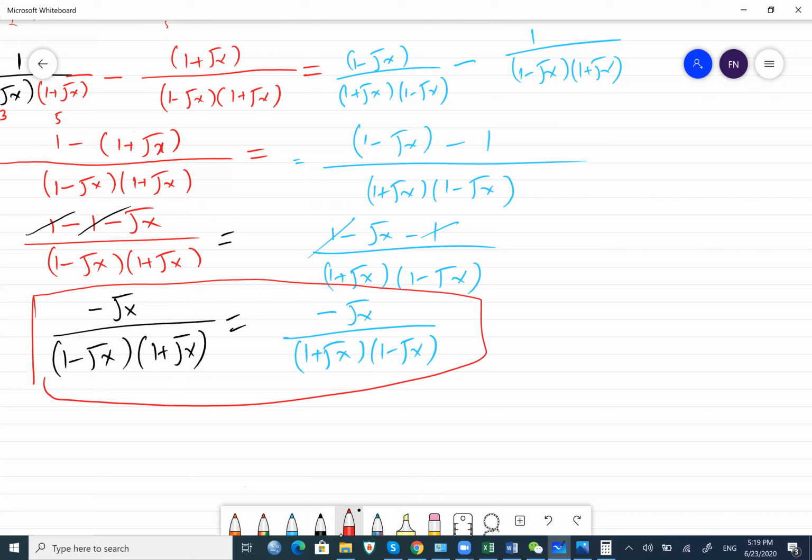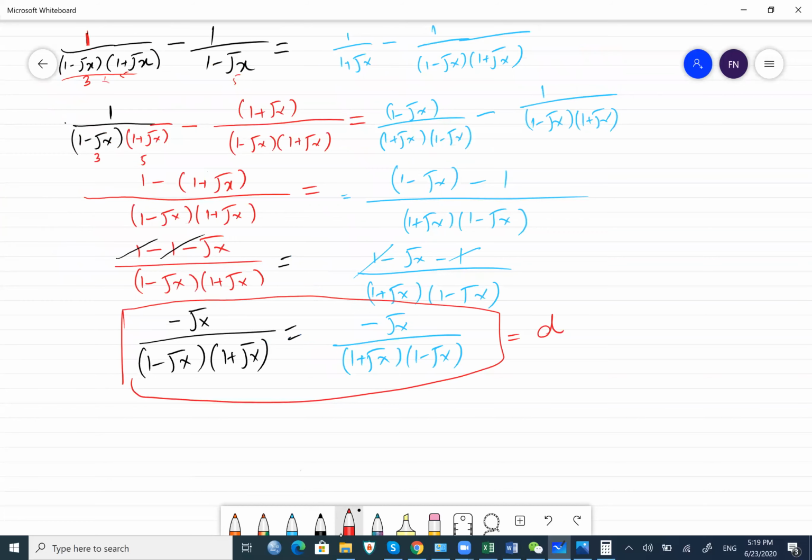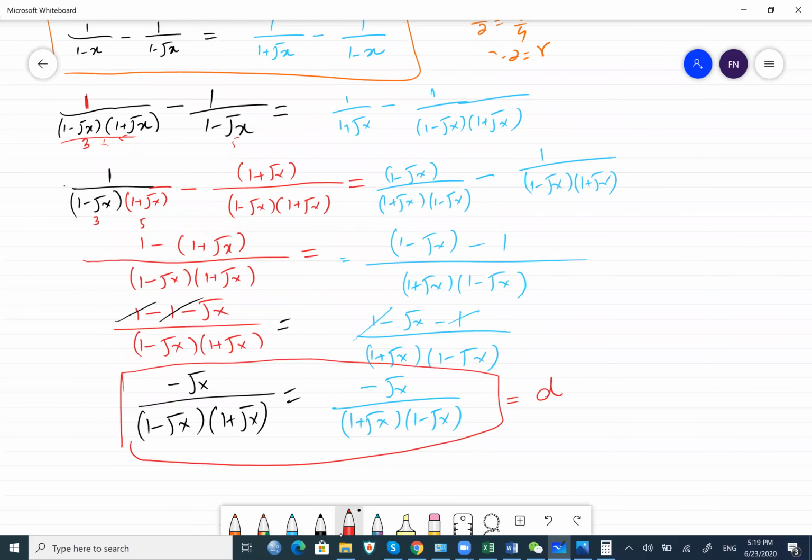So this is your common difference, that is d. So we have proved that this is an arithmetic series. Now we are asked to find its sum. Now we apply the sum formula and we can get its sum.